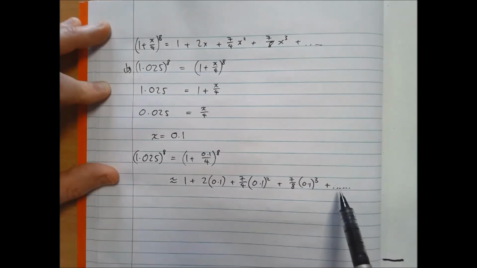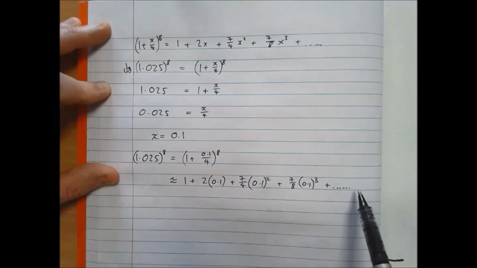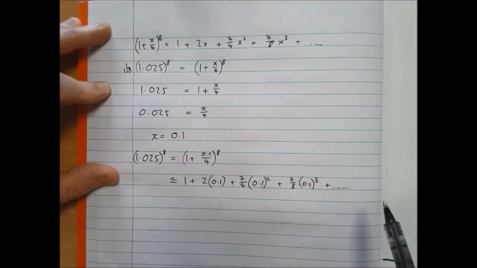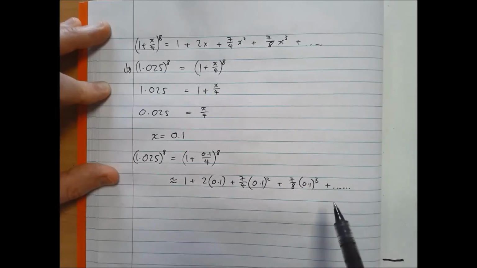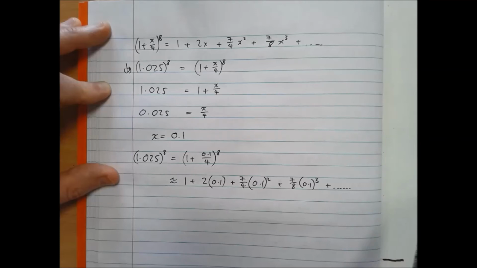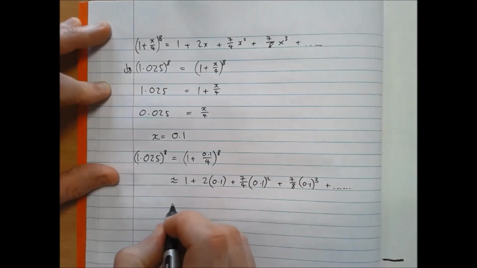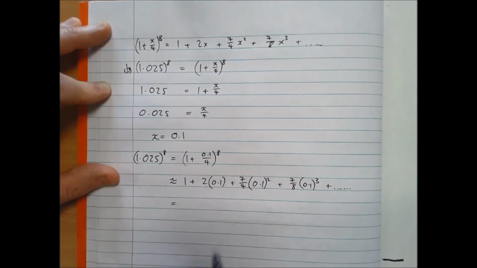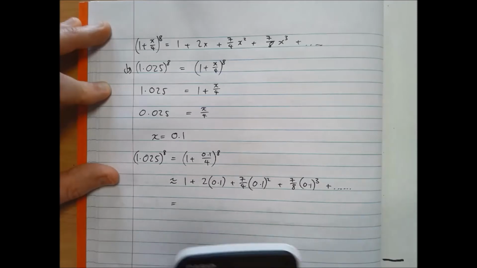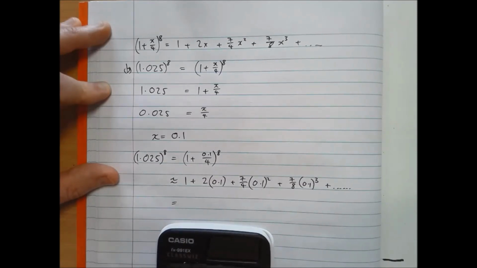But because 0.1 to the power of 4 would be very small, 0.1 to the power of 5 would be even smaller, and 0.1 to the power of 6 would be even smaller again, etc. For practical purposes, we can get away with ignoring those to get an approximate value, which is what's being asked for. Okay, all we now need to do is tap those values into our calculator.